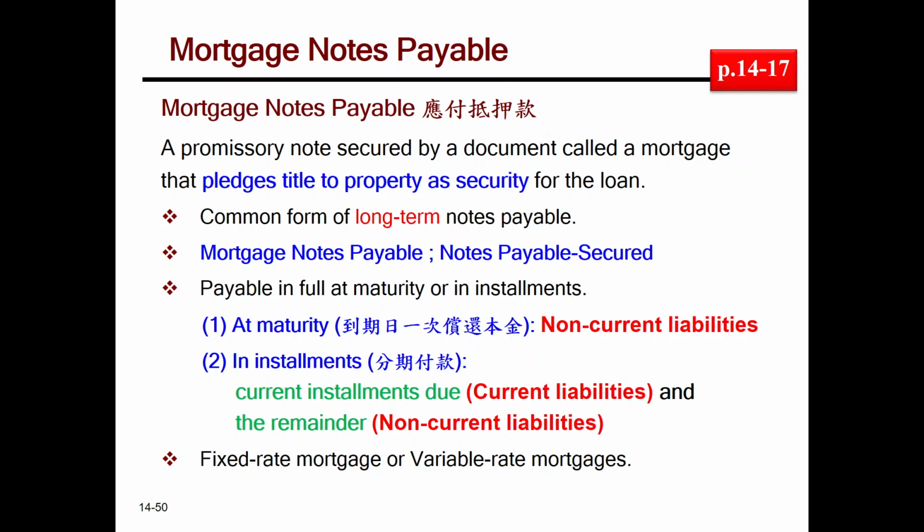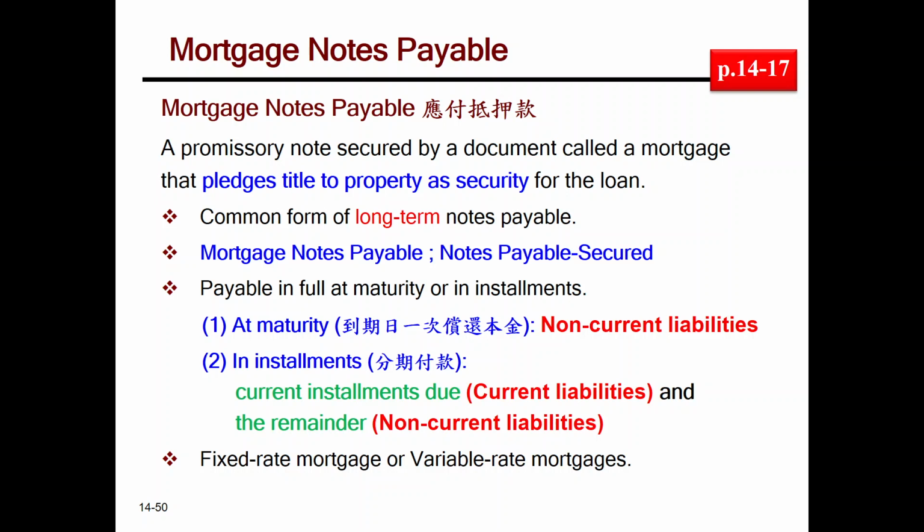It means we issue the note with collateral, right? Like we use our house, our car, our other assets as collateral to give creditors more guarantee. So there's mortgage note payable 应付抵押款. Okay, we mentioned this in your first year, but be careful is what?